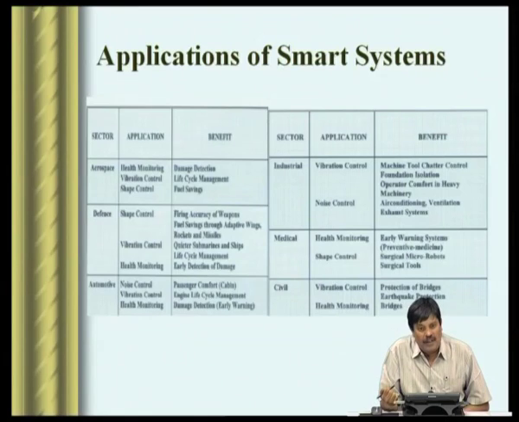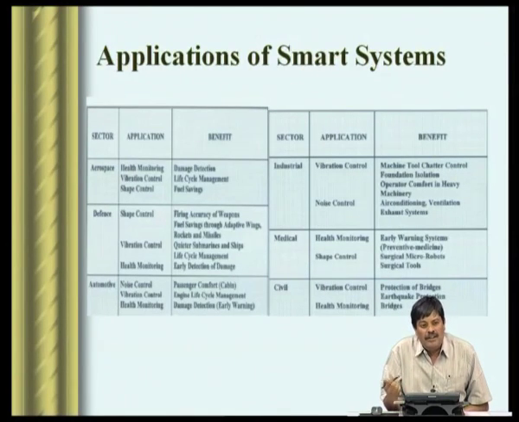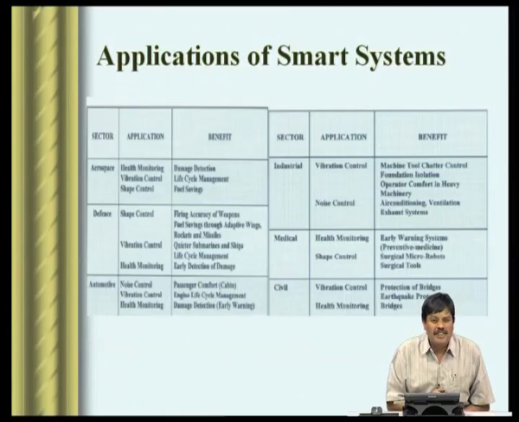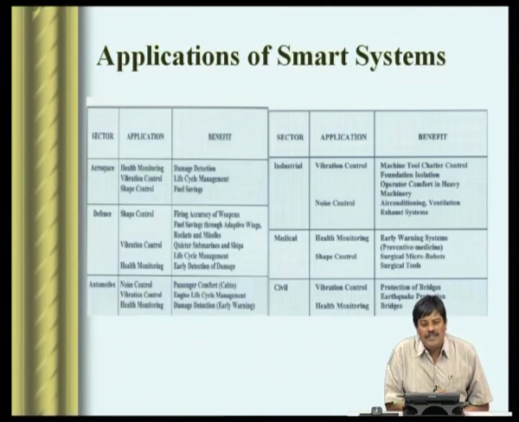In medical, we have it for health monitoring and also shape control, and early warning systems like preventive medicine. Some of the disease diagnostic kits are also a part of this medical area. Then in civil engineering, there is vibration and health monitoring, where we have many bridges which are very old; we can assess the state of the current structure and take remedial action to avoid any catastrophe. So, we see that there is a whole range of applications of smart systems in all branches of science and engineering.